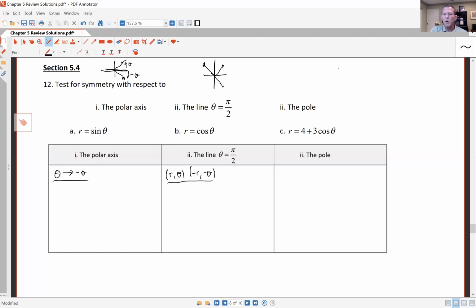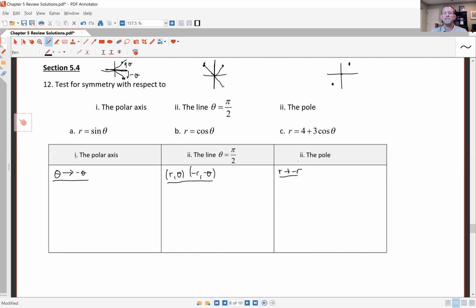To test for the pole, this is what we would call the origin in our rectangular coordinate system. If this is a point, to be symmetrical about the pole, it's going to have to be on the other side. And so this amounts to changing r to negative r.